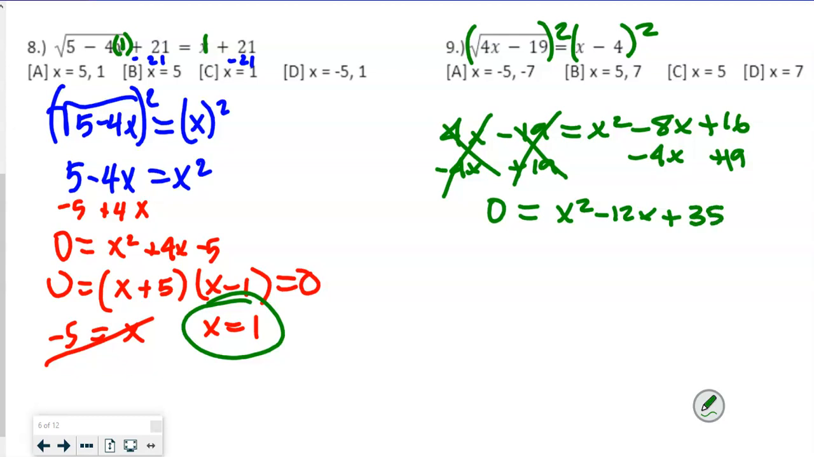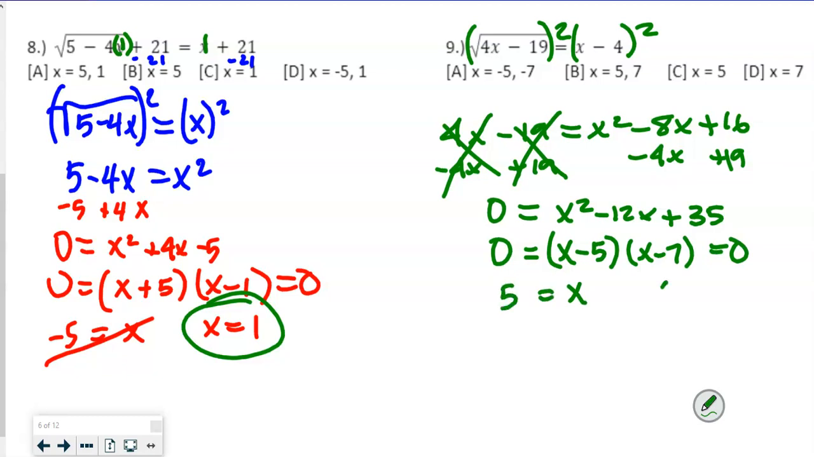Now we're looking for the factors of 35 that equal negative 12. So that's going to be x minus 5 and x minus 7. Set those equal to 0. So this is going to be x equals 5, and this is going to be x equals 7, right? Now, again, we got to check these. 5 times 4 is 20. 20 minus 19 is 1. Square root of 1 is 1, and 5 minus 4 is 1. So this one checks out.